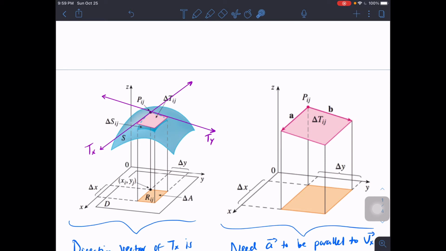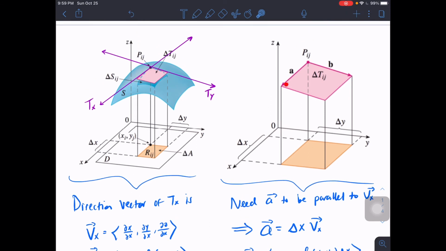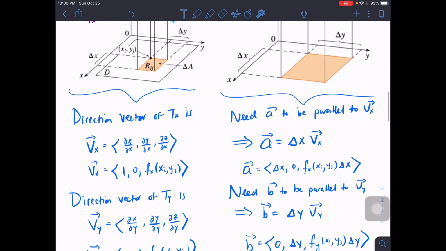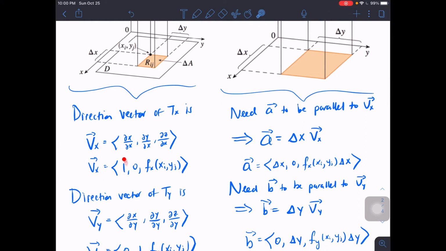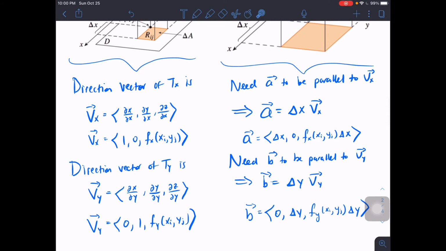Okay, but the thing is that these direction vectors don't have the necessary components that we want, because we want the length of this vector a to have the change in the x-coordinate be delta x. And we want the vector b to have the change in the y direction be delta y. And notice that Vx does not have the change in the x direction be delta x, and Vy does not have delta y as its y component to give us the change in y.